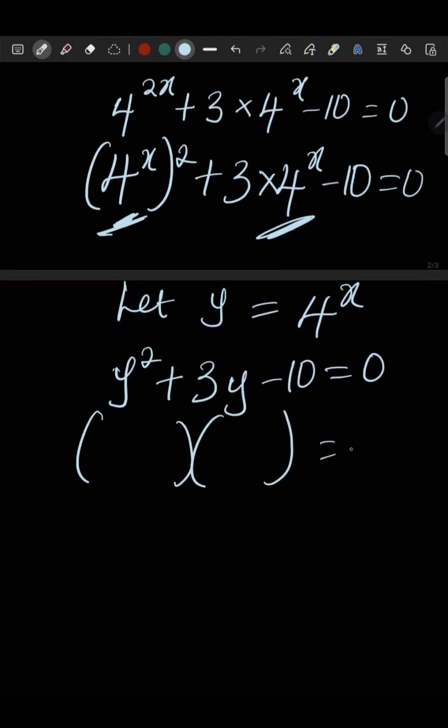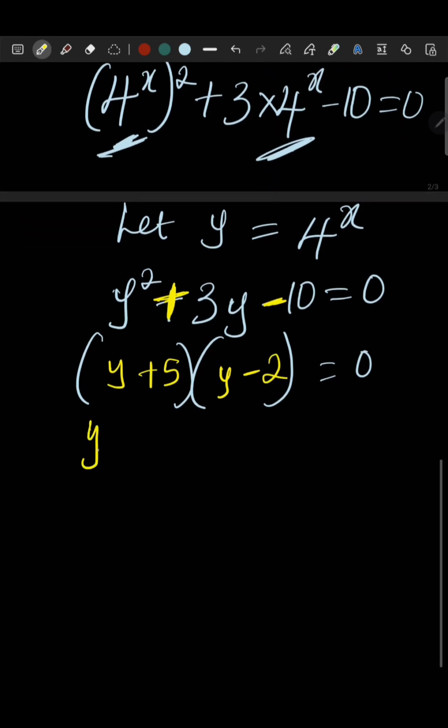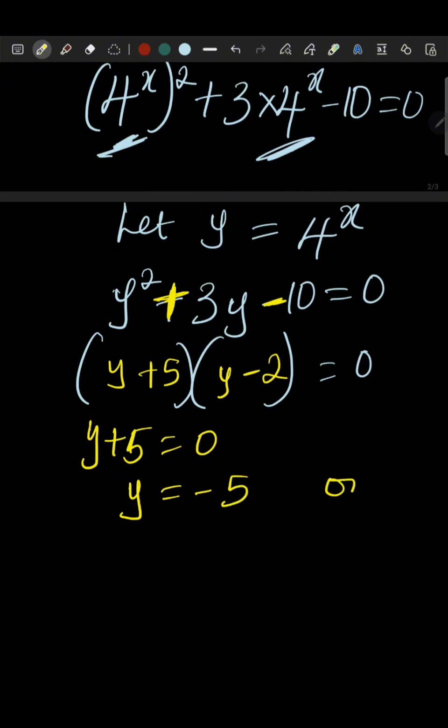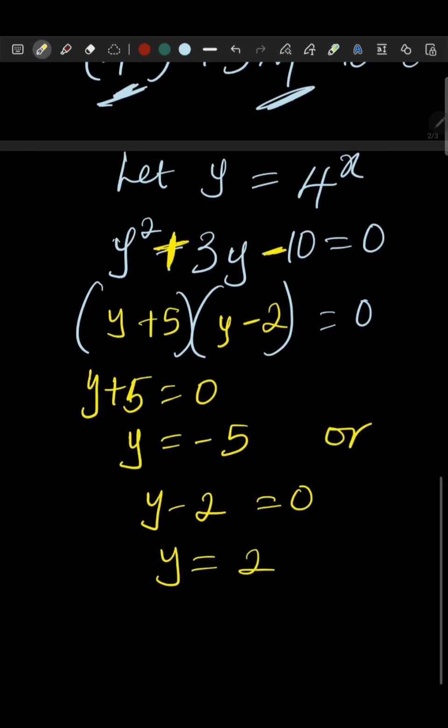You put your brackets, so I'm using a faster method. What two numbers shall we multiply to get minus 10, and when you add, you get plus 3? The numbers are minus 2 and plus 5, because 5 times minus 2 is minus 10, and 5 plus minus 2 is 3. Put your y. So you can say that either the first term, y plus 5, is equal to 0, meaning that y is negative 5, or y minus 2 is equal to 0, meaning that y is equal to 2. So we've gotten y as minus 5 and y as 2.